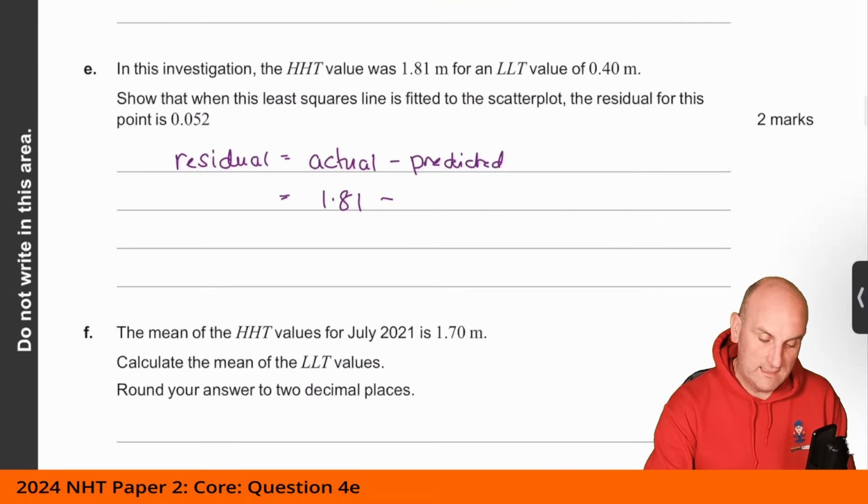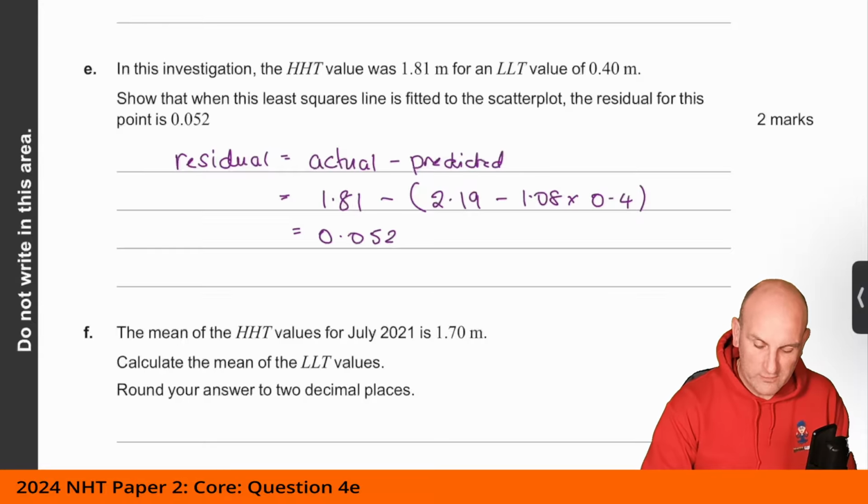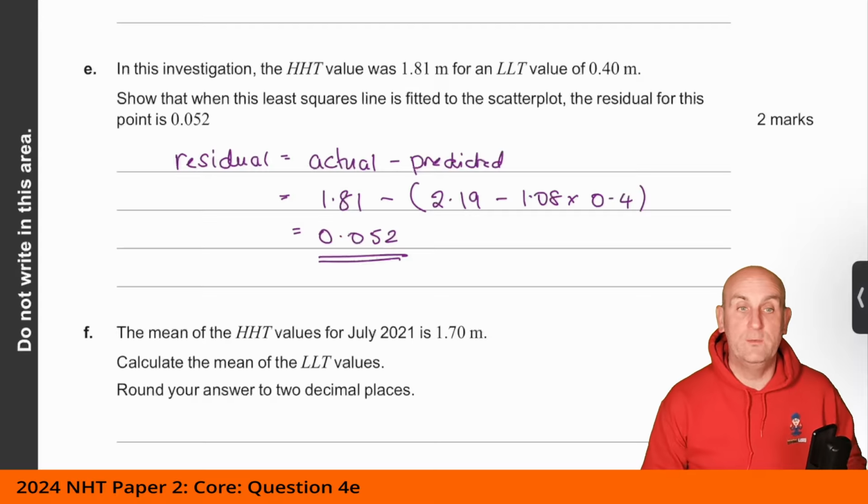So again, what I did was I said in brackets 2.19 minus 1.08 times my LLT, which they gave in the question as 0.4. All of that on one line was fine. That gave me 0.052, ka-ching. There we go. That would be my 2 marks.